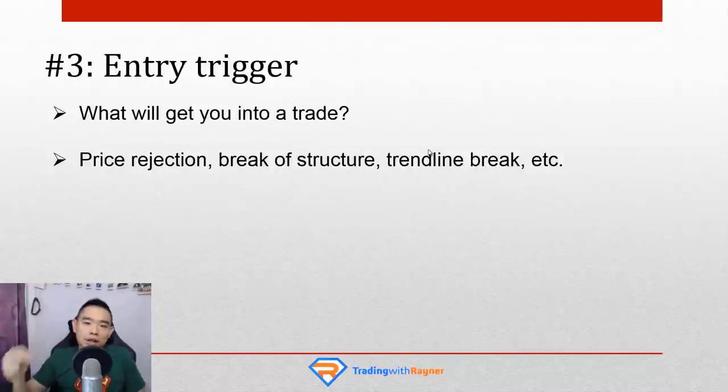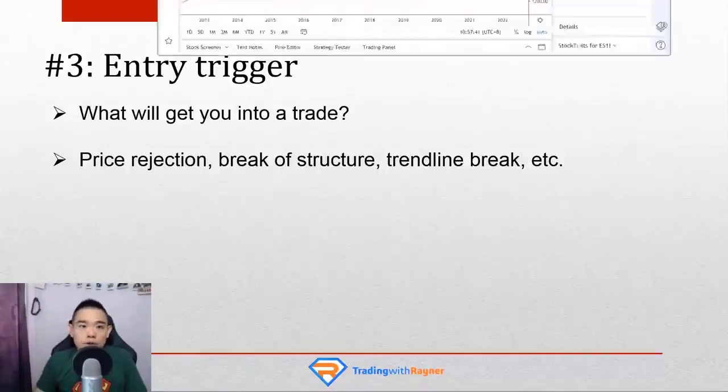This is what will get you into a trade. This is what will tell you, hey, Rainer, or hey, John Doe, now is the time to buy. So you are looking for an entry trigger. An entry trigger, again, comes in numerous forms. Could be a simple price rejection like a bullish engulfing pattern, shooting star, hammer, or a break of structure on a lower time frame, or a trend line break, or some people even use indicators, crossing from oversold to overbought, as an entry trigger. That's fine as well. So let me just walk you through a few common entry triggers that you can use in your own trading.